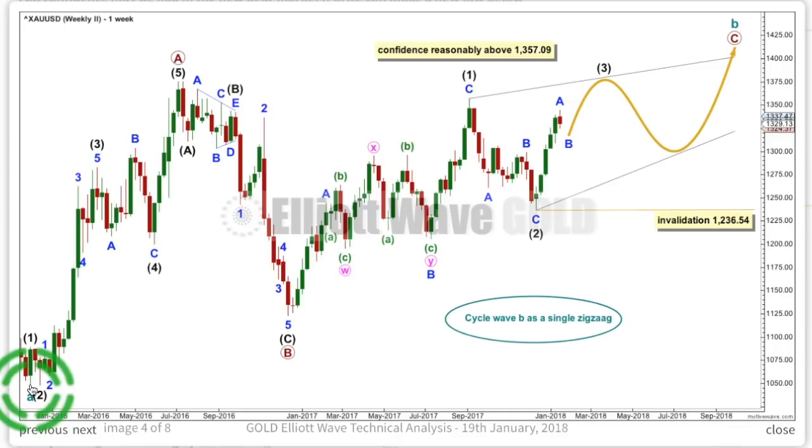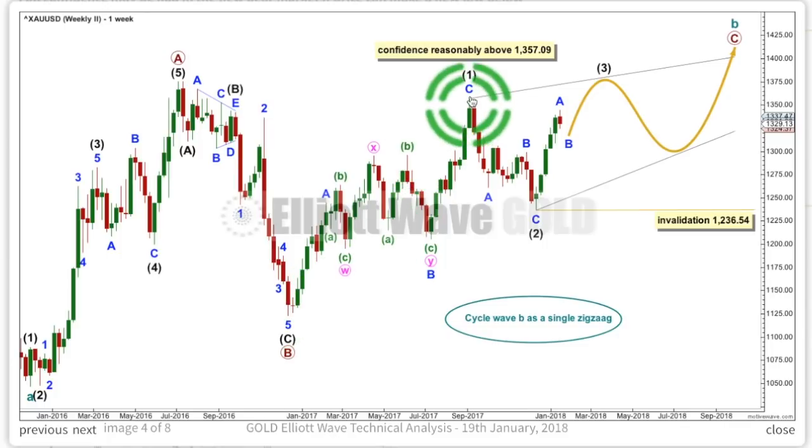If cycle A is over here and cycle B is beginning, if it's not a triangle, what other structure could it be? It could be a zigzag subdividing 5, 3, 5. So wave C has to be a 5-wave structure. There are only 2 structural possibilities, either an ending diagonal or an impulse.